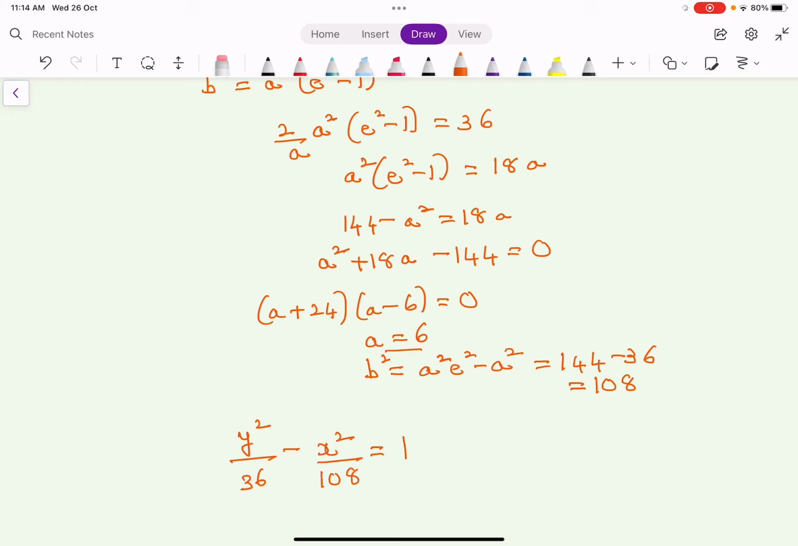So that concludes this lesson. So we have just practiced a few more problems where we are calculating the foci, vertices, eccentricity, and also working backwards to find the equation of the hyperbola given these parameters.